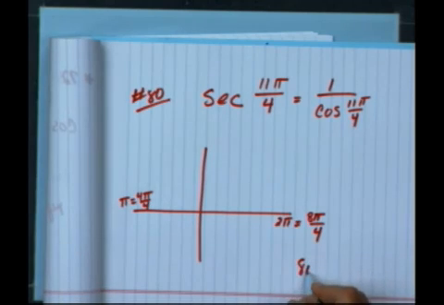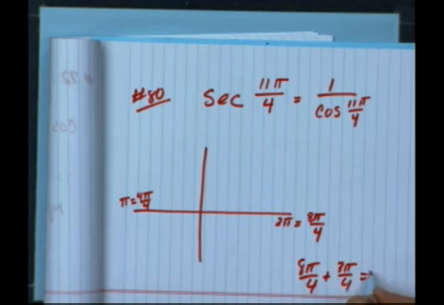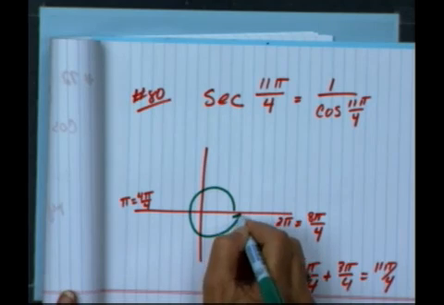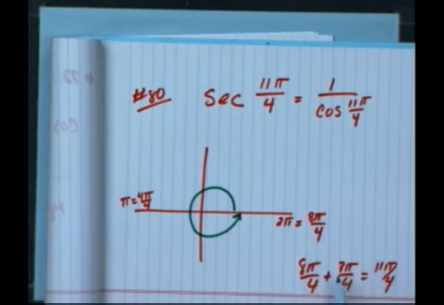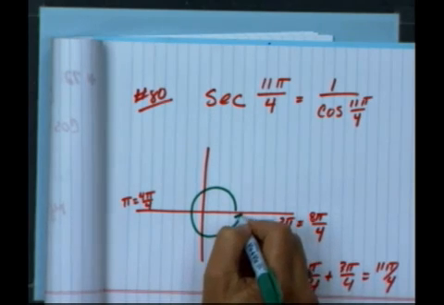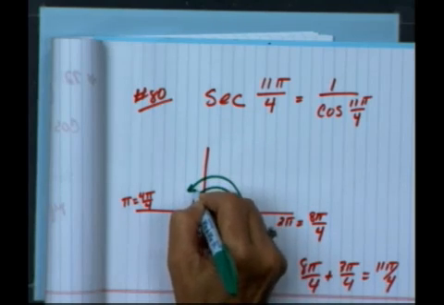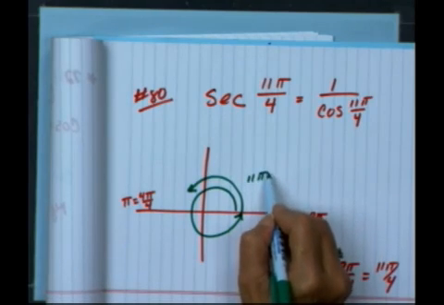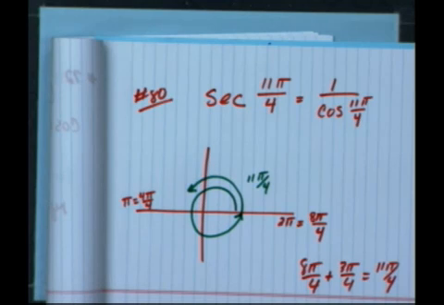8 pi over 4 plus 3 pi over 4, wouldn't that be equal to 11 pi over 4? I wanted to get us all the way around to get to 8 pi over 4, which is 2 pi. And I'm trying to find out what 11 pi over 4 is. It looks like I'm going to have to go 3/4 of a pi more, which will send me to over here. So that big angle there is 11 pi over 4.